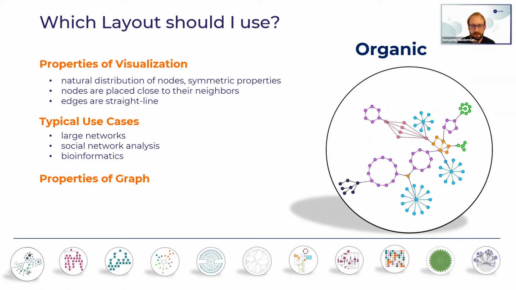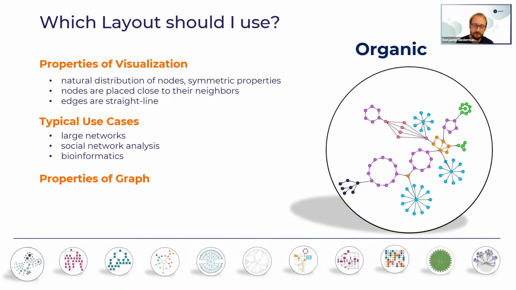So typically this is used for large networks, for example. This is a really fast layout algorithm in the back, which you can apply on large graphs. So this also means that it's applicable for social network analysis and also, for example, in bioinformatics.